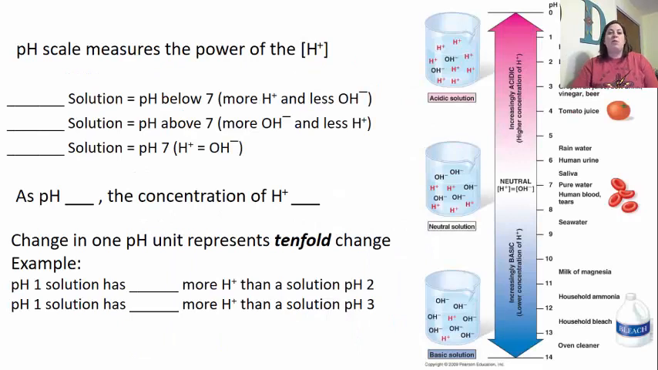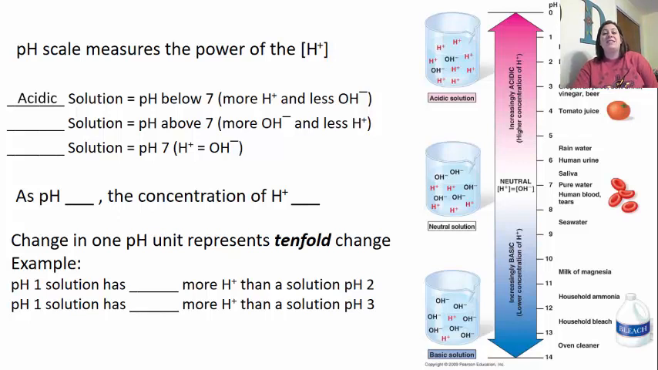Now, pH is important because pH is going to determine how things are able to grow when we talk about microorganisms and things like that. The pH scale measures the power of the hydrogens, how much hydrogen is present there. So a solution that is below 7 means it has more hydrogens than OHs, therefore it is acidic.